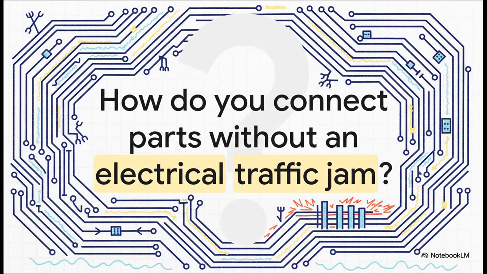So, we've planned our city. All the buildings are in the right neighborhoods and the foundation is rock solid. But now comes the big question. How do you build all the roads, the copper traces, to connect everything together without creating interference, noise, or just a massive electrical traffic jam? Well, that is the art and science of routing, and it's the next step on our journey from blueprint to board.